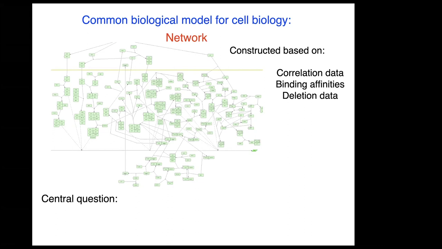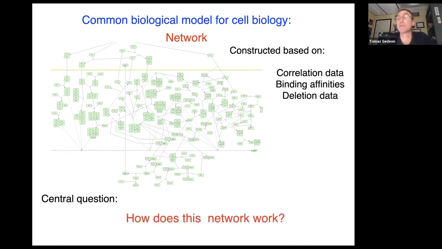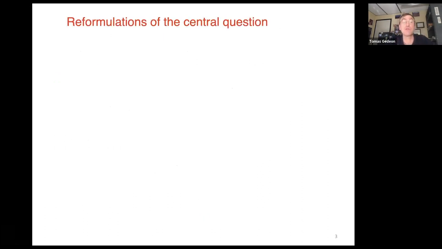But in general, the information is not 100% accurate. And the central question people are asking is, how does this work? When I say how does this work, I really think about dynamics. Sometimes it's not really dynamics they think about, but how this network reacts to perturbations, different growth conditions, different situations, and how it controls its homeostasis. This is extremely important, obviously, for health, since these are human cells.